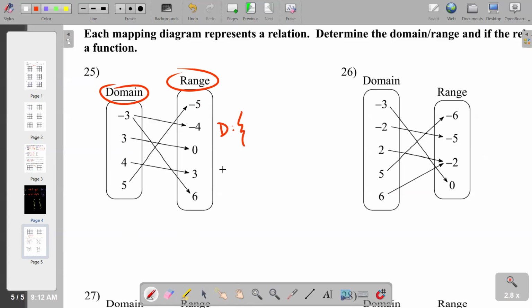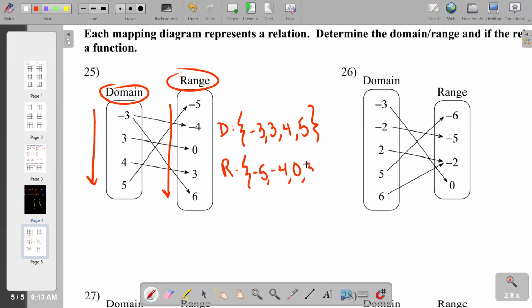So the domain in order should go -3, 3, 4, 5. Any issues with that? And the range, generally you're going to find with these that they're already placed in order. That's what's kind of special about a mapping diagram, is that whoever made the mapping diagram is generally going to control it and already have the domains from small to big and the range from small to big. It's pretty unique to be able to do that. And then, of course, the range is in order already: -5, -4, 0, 3, 6.